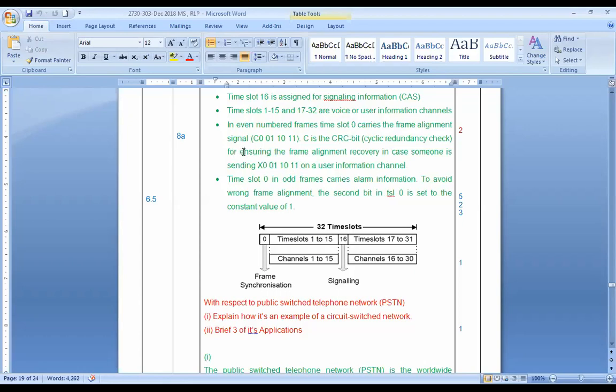Fine. This is for ensuring the frame alignment recovery, in case someone is sending, let us say, some information like 0011 on a user information channel. This is going to ensure that the recovery is proper. You can probably assume it like a decoder and encoder. So if I send some information and I receive some other information, do you think the communication was successful?